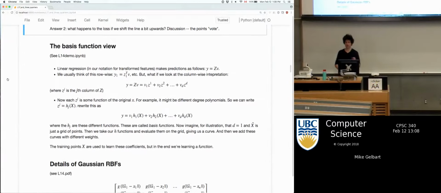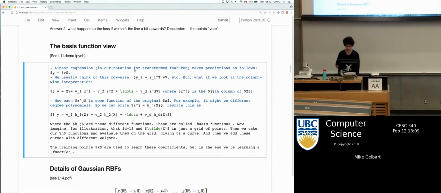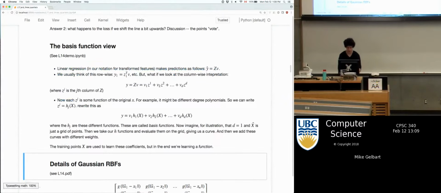Okay, next. This is also something that's in the slides, but I just wanted to say it, which is this whole issue of basis functions. So we were drawing these polynomial basis functions and these RBF bump basis functions, and I just wanted to say mathematically where are those pictures coming from. So the linear regression predictions are y hat, because it's a prediction, equals, I'm not going to have time to add all the hats, just propagate the hats, equals x times w or z times v in this special notation we use for transformed features.